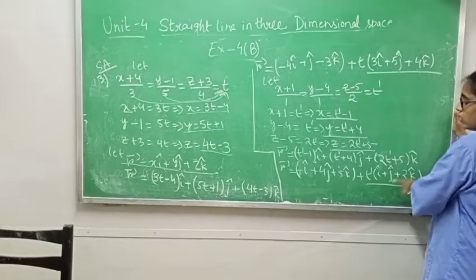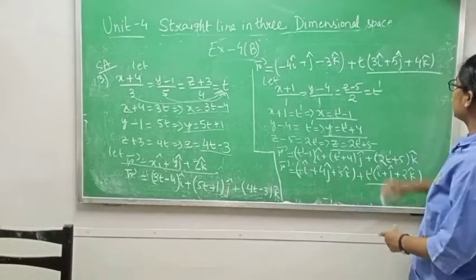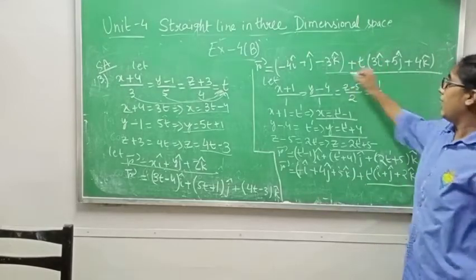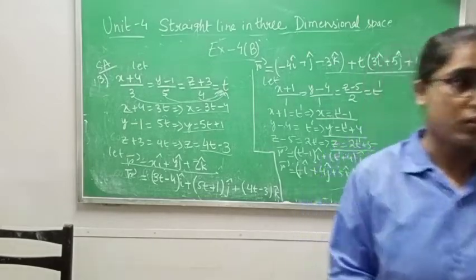Please, class 12, do this one separately. So you are getting two equations, the first is this one and the second is this one, in vector form. Now what will be the b1 value?